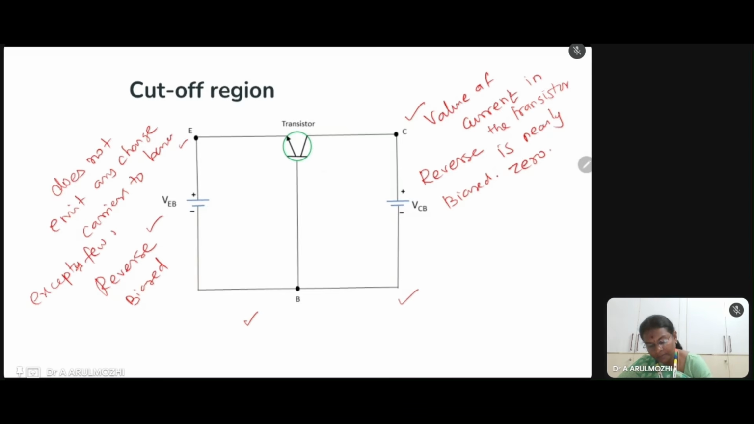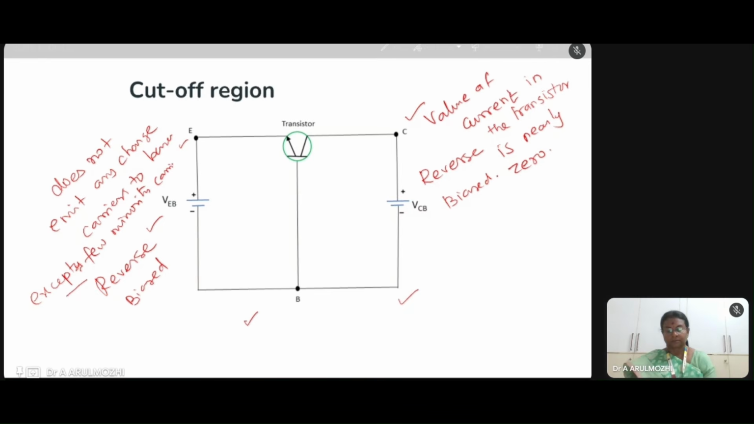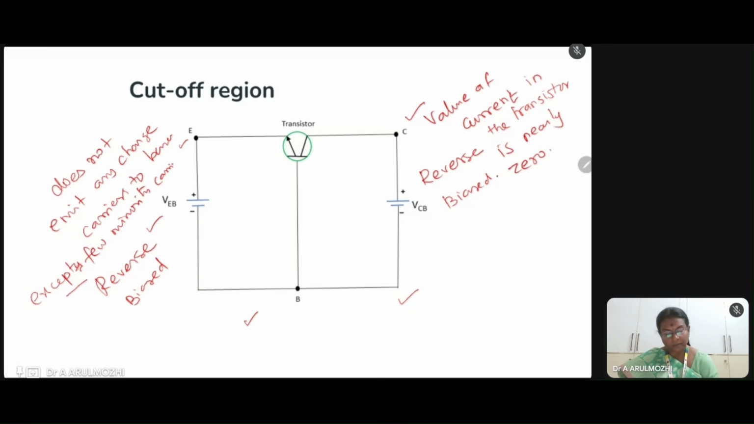minority carriers. And these carriers are mainly due to the thermally generated charge carriers only. So we can say under this region, this acts like an open switch.